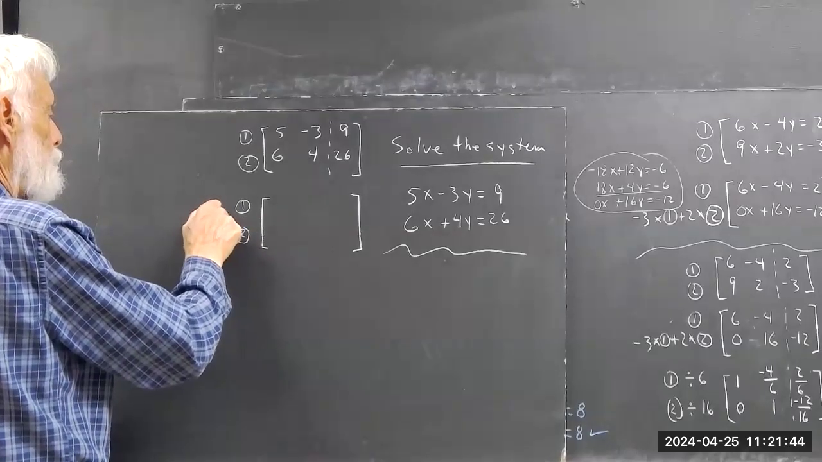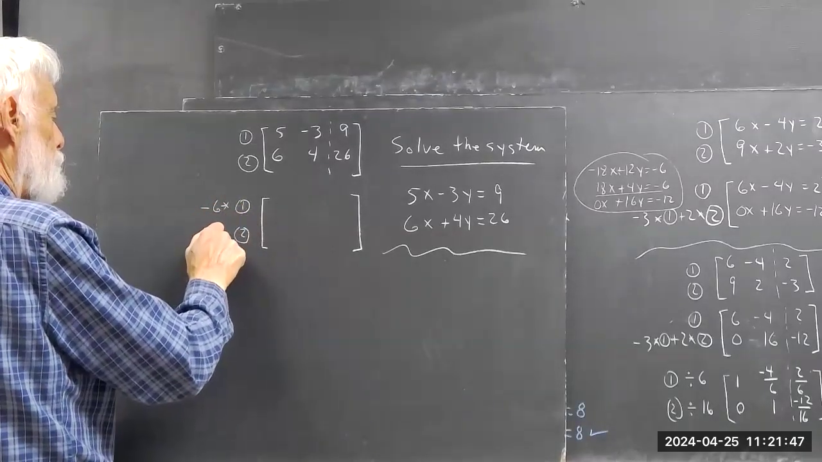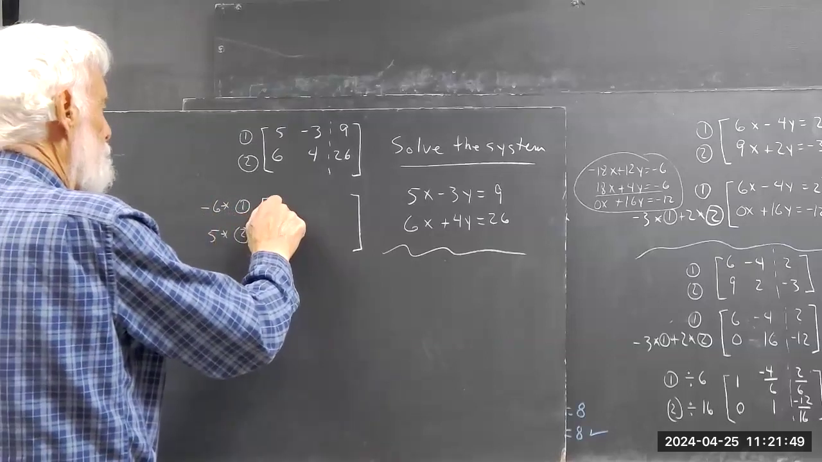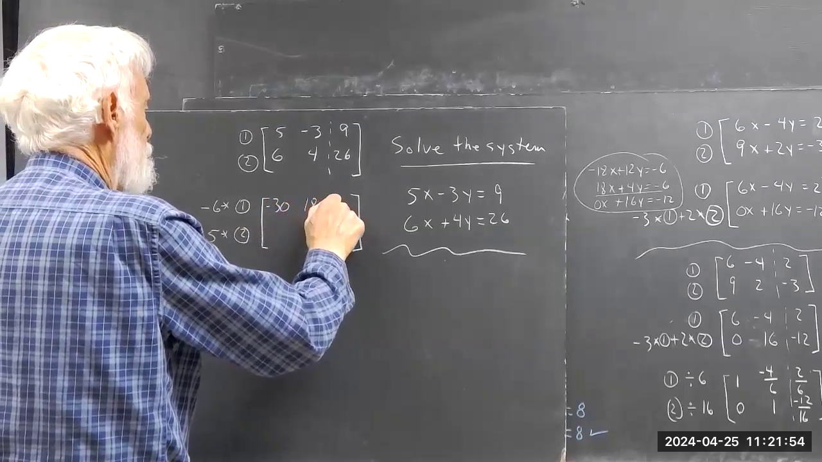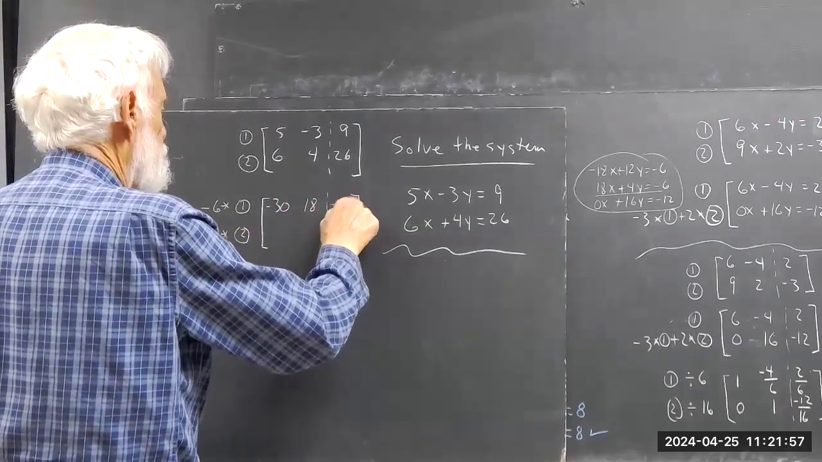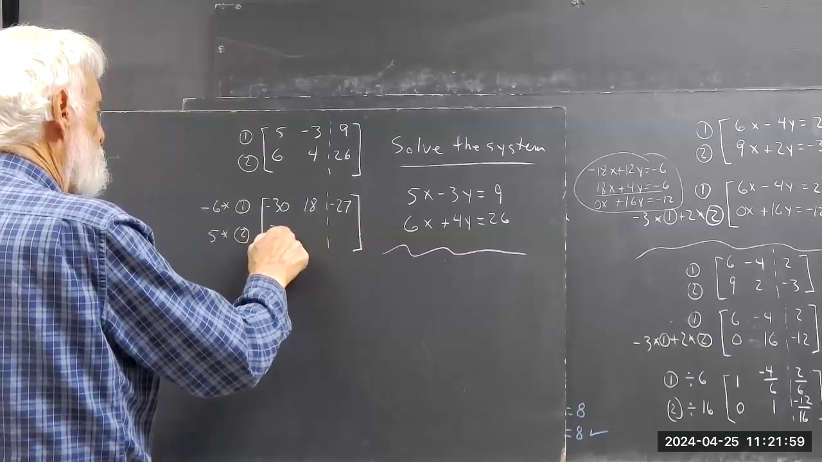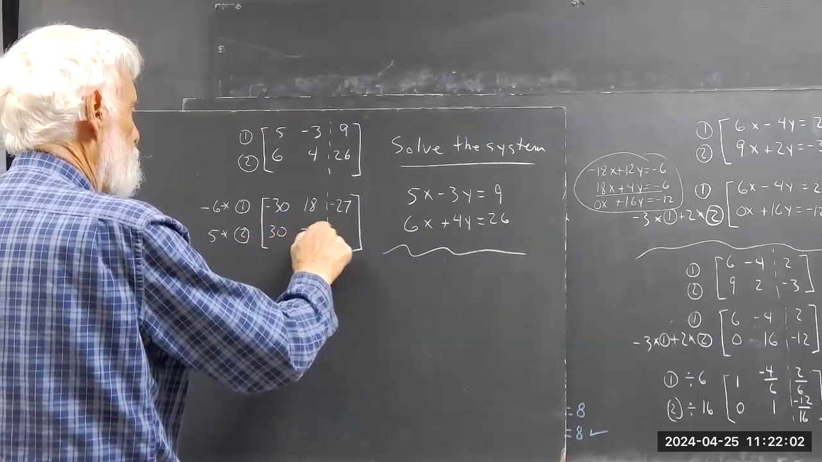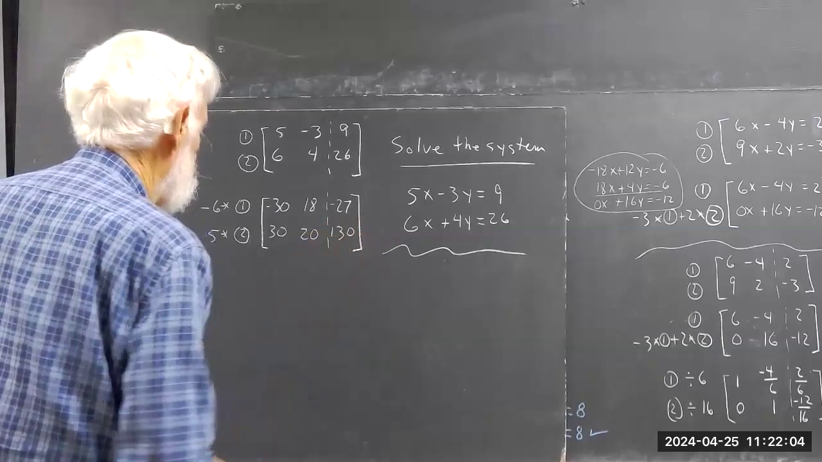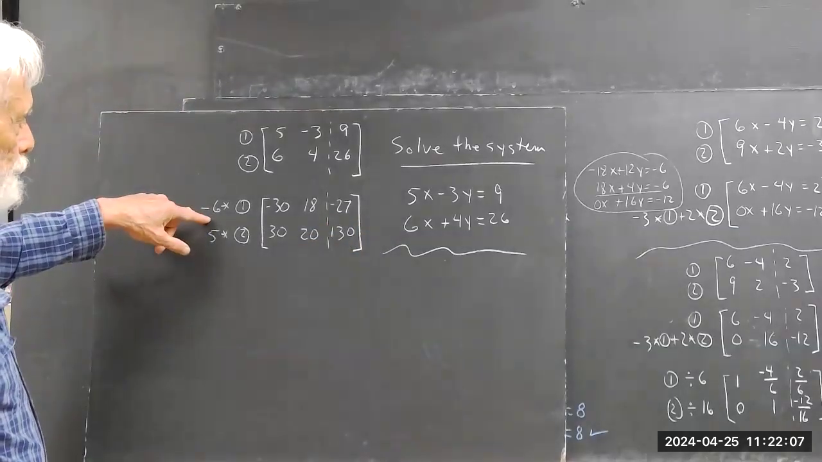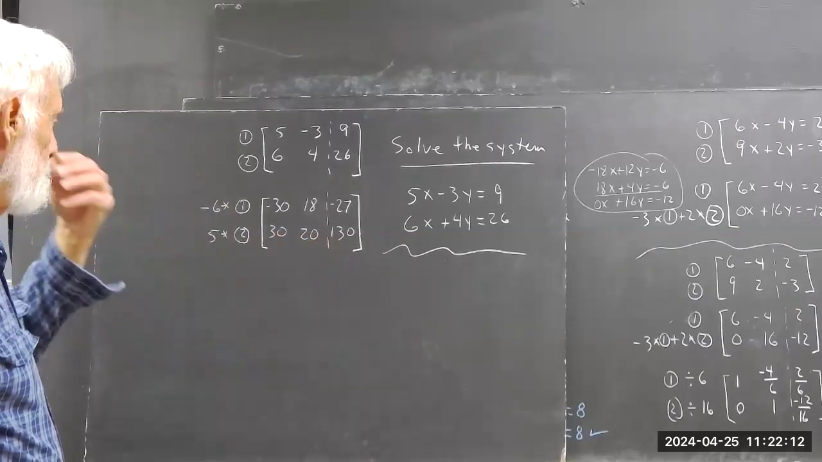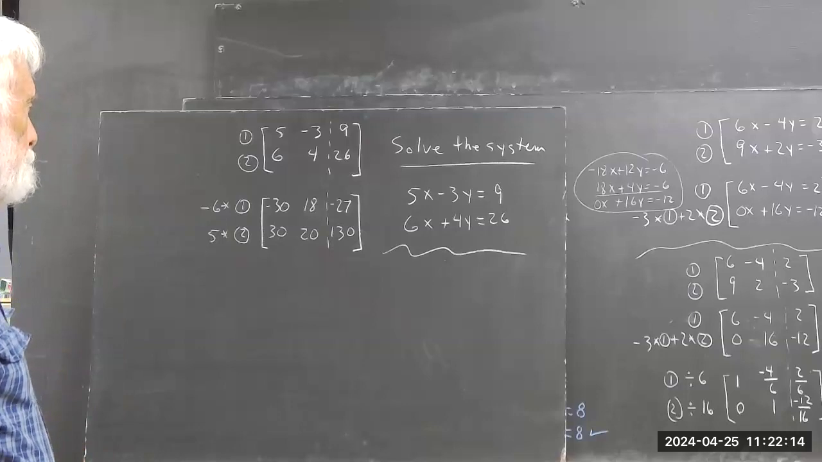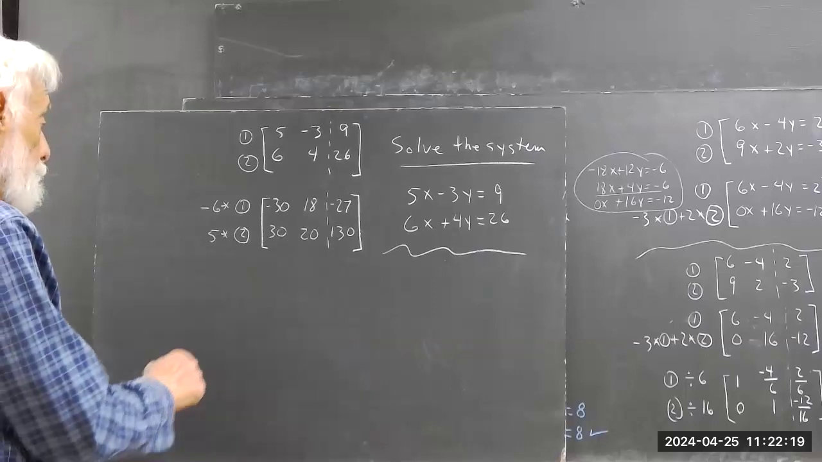Okay, if I multiply row 1 by -6 and row 2 by 5, I get -30, 18, -27. Here I get 30, 20, and 130. Now you might have multiplied this one by 6 and this one by -5, in which case you would have had -30, -20, and -130 anyhow.